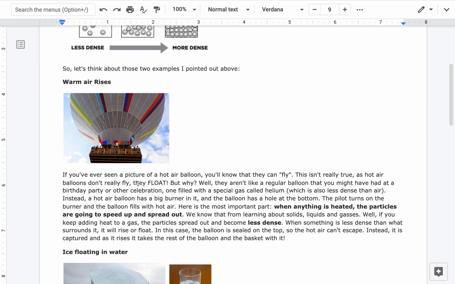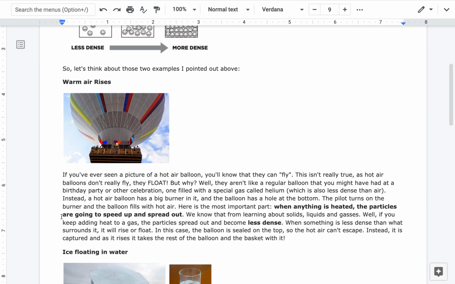Instead, a hot air balloon has a big burner in it, and the balloon has a hole in the bottom. The pilot turns on the burner and the balloon fills up with hot air. Here's the most important part. When anything is heated, the particles are going to speed up and spread out. Now we know that from learning about solids, liquids, and gases. Well, if you keep adding heat to a gas, the particles spread out and become less dense. Now here's the most important thing. When something is less dense than what surrounds it, it will rise or float.